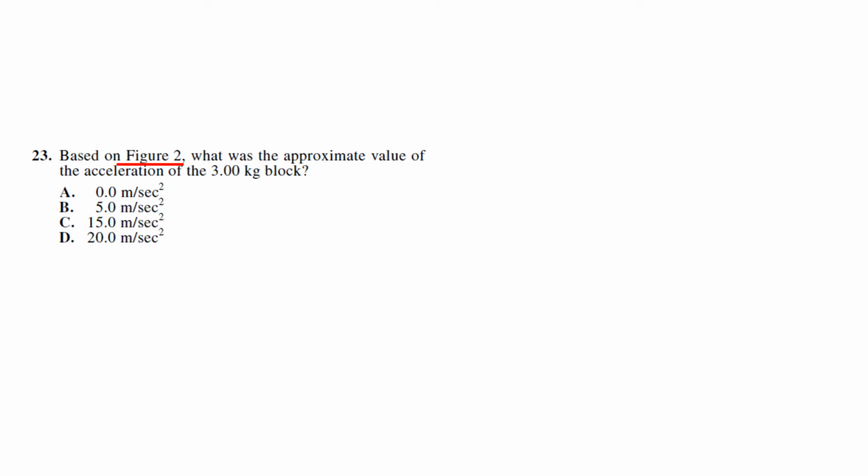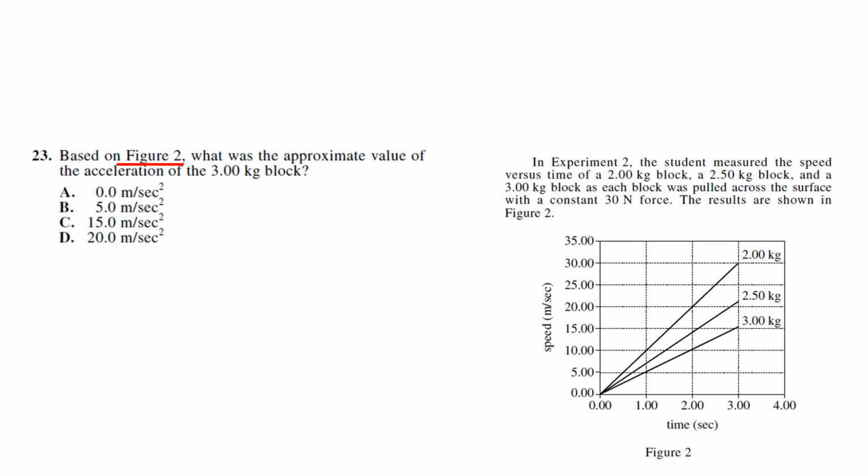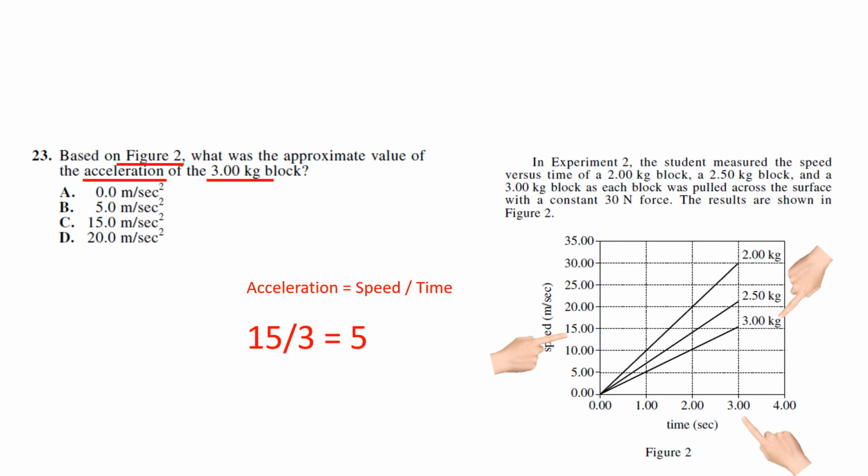Based on figure 2 again, what's the approximate value of acceleration of the 3 kilogram block? We're using the 3 kilogram block. We have to know acceleration equals speed divided by time. So it's a little bit of knowledge included in this one. So I'm going to use 15 and 3. You could use 10 and 2 or 5 and 1. I don't know why I chose 15 and 3, but I did. 15 divided by 3 is 5. So your answer is B.